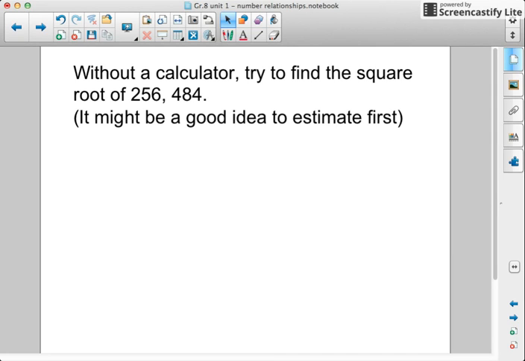So here's a couple more numbers that you can give a try of finding the square root of. So use your tree diagram. It might be a good idea to estimate first to know kind of where in the ballpark the square root should be. So you can pause the video now and try those.